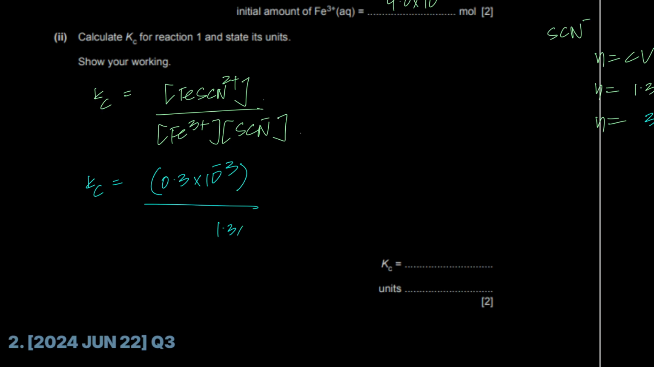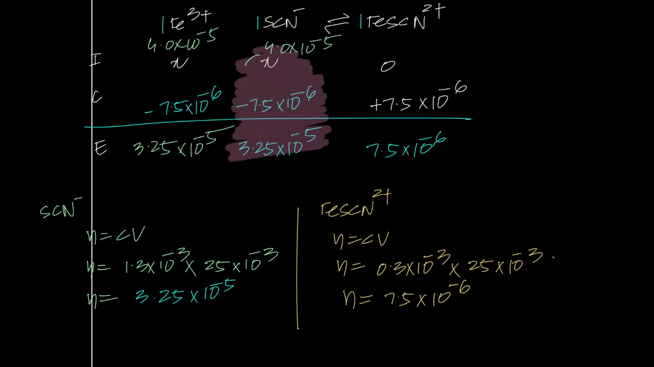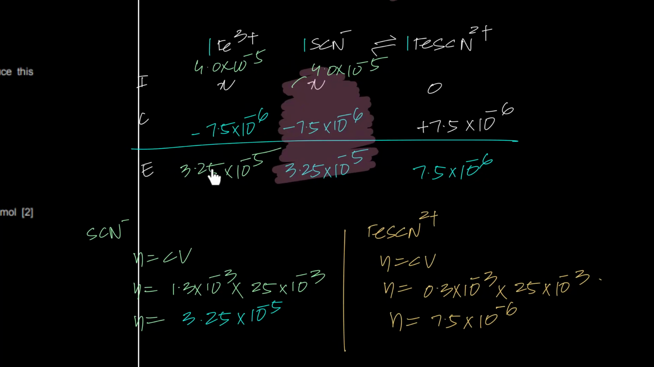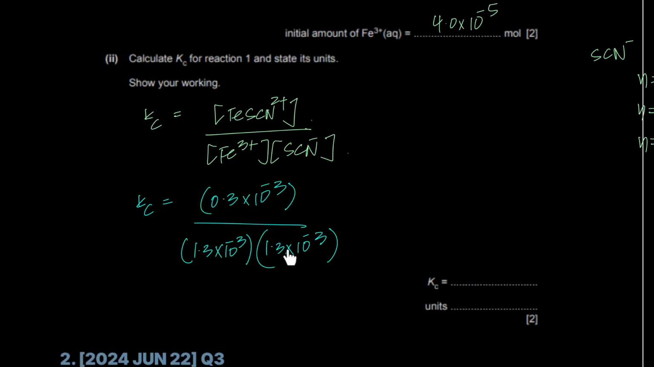1.3 into 10 raised to the power minus 3 at equilibrium, right? And because they were equimolar, you could say the concentration of Fe3+ is the same, 1.3 into 10 raised to the power minus 3. But if you really want to calculate it, you can. You are given the moles at equilibrium. Take these moles and convert them into concentration by dividing by volume. So take 3.25 into 10 raised to the power minus 5 divided by 25 into 10 raised to the power minus 3, and you're going to get the same concentration as the SCN minus, right?